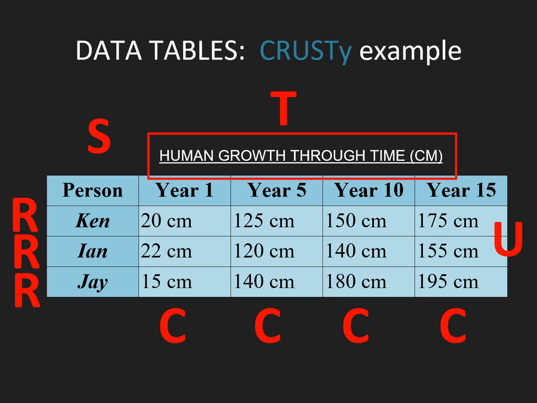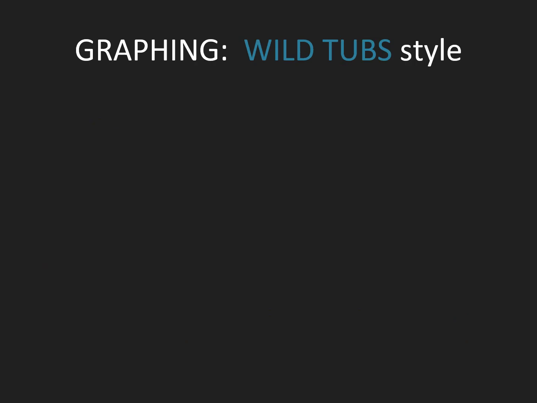And what's really nice is this is also going to apply to our next set of rules. So you start with your crusty data table. Yes, I know there's no Y technically in there, but it's just more fun to say a crusty data table as opposed to a crust data table. But now that we have this, we are going to be building a graph, and we're going to use the acronym WildTubs.